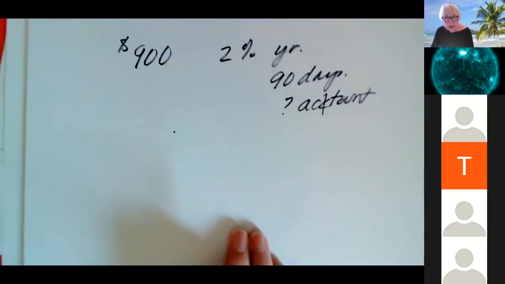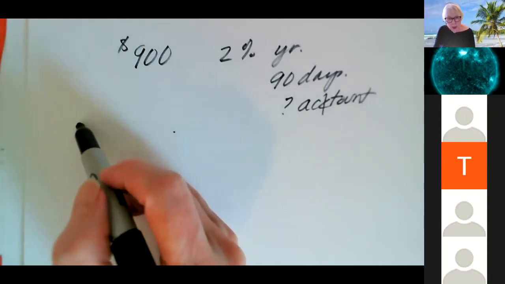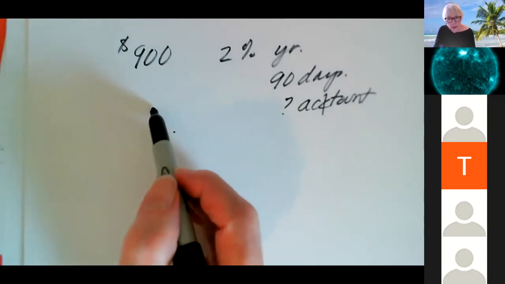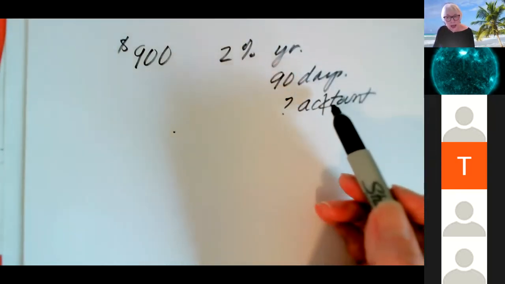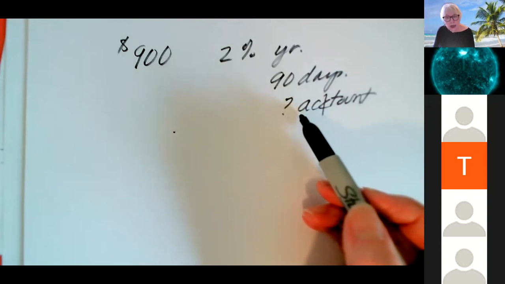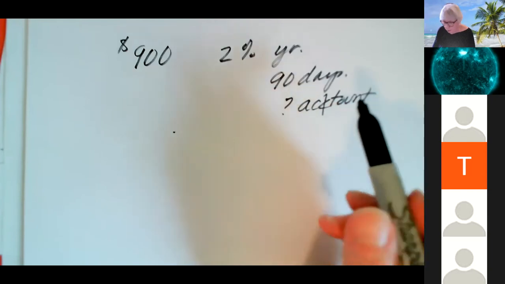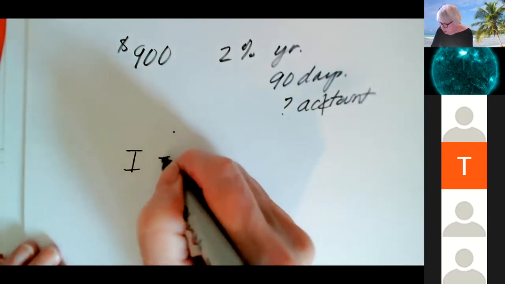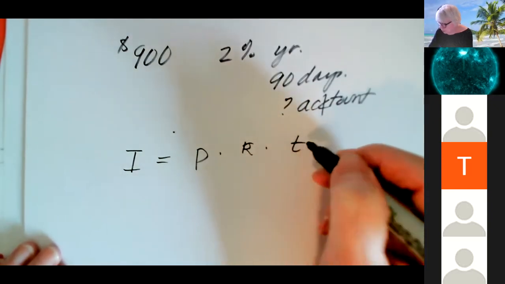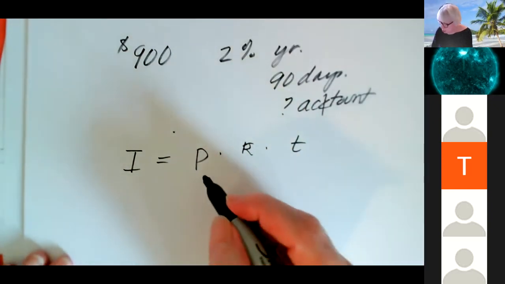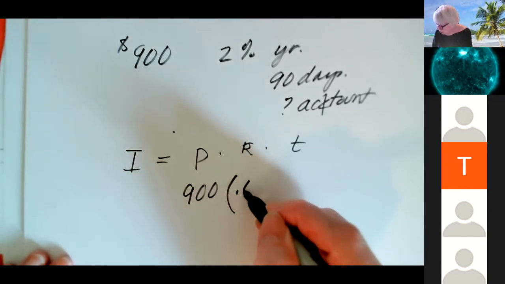Okay. What happens is we started with $900. We added the 2% a year, but we only lasted 90 days. And then we take it out. So what we want to know is what's the total in that account? We know this is an interest formula. So the principal was 900. The rate was 2%.